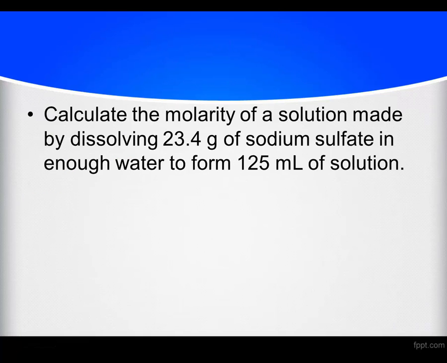Real problem, okay. Calculate the molarity of a solution made by dissolving 23.4 grams of sodium sulfate in enough water to form 125 milliliters of solution. So we've got to start with the 23.4 grams of sodium sulfate, which you've got to write the correct formula for, otherwise you're not going to get the molar mass right.